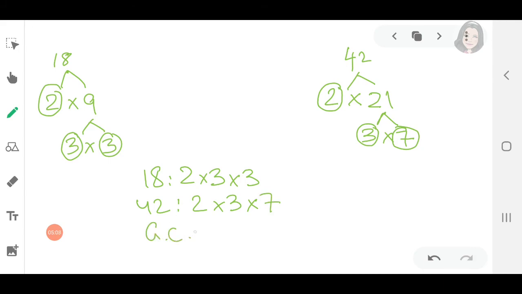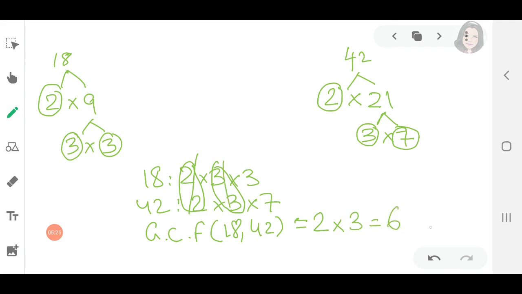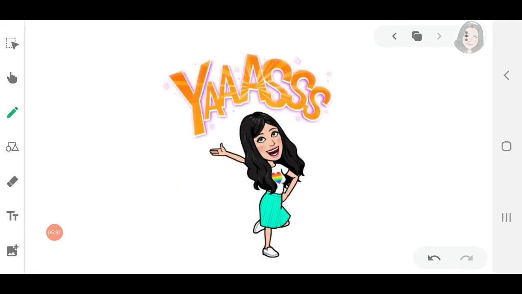Then the greatest common factor of the numbers 18 and 42 is, circle the common factors, 2 and 3. Take one of these 2, multiplied by, take one of these 3. So 2 times 3 is 6. Then the greatest common factor of the numbers 18 and 42 is going to be 6. Yes, this is how we find the greatest common factor of two numbers.